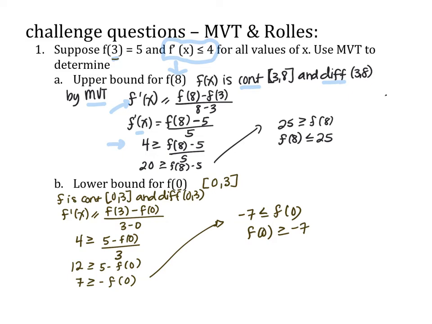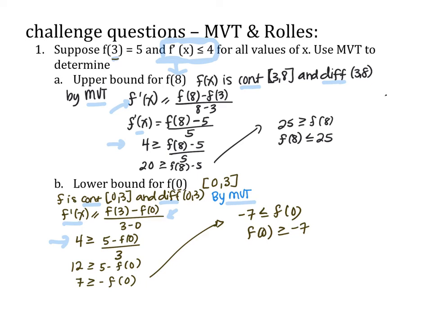So again, I'm going to make some statements about continuity and about differentiability. I'm going to tell you it's continuous, it's differentiable. So by MVT, because I have to tell you what I'm using, I set up such that the slope of the secant is equal to the derivative value. And my derivative value, again, is what I'm given at the very beginning, which was that it must be less than or equal to 4. And so I set up my relationship here.